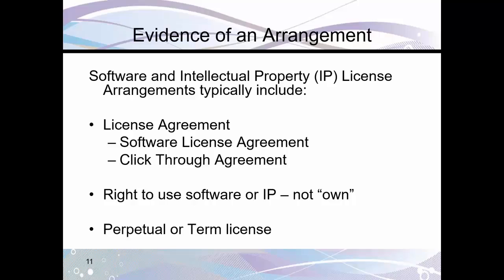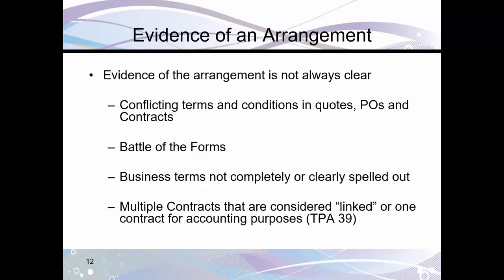Those would all be items that would be documented in the evidence of the arrangement in the contract or other form of agreement between the seller and the customer. Now, the evidence of arrangement is not always clear. As a revenue recognition accountant looking at transactions, there's lots of things that can cause us to lack clarity in arrangement. One of them, of course, is conflicting terms and conditions in the various written documents.